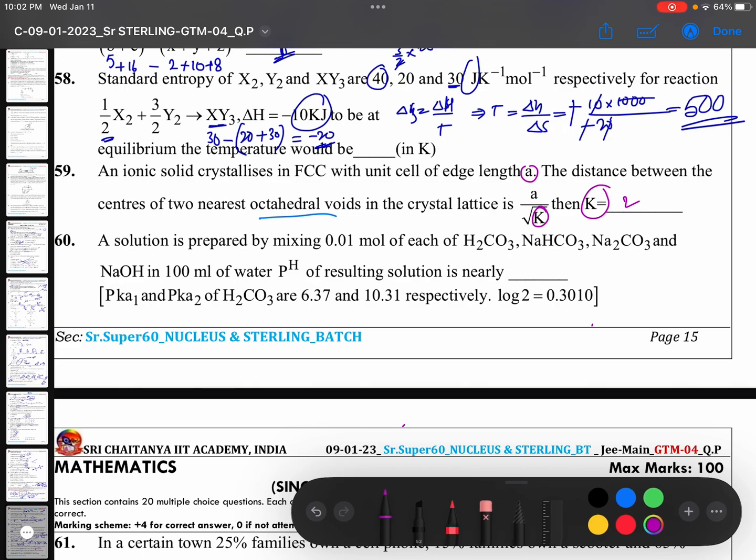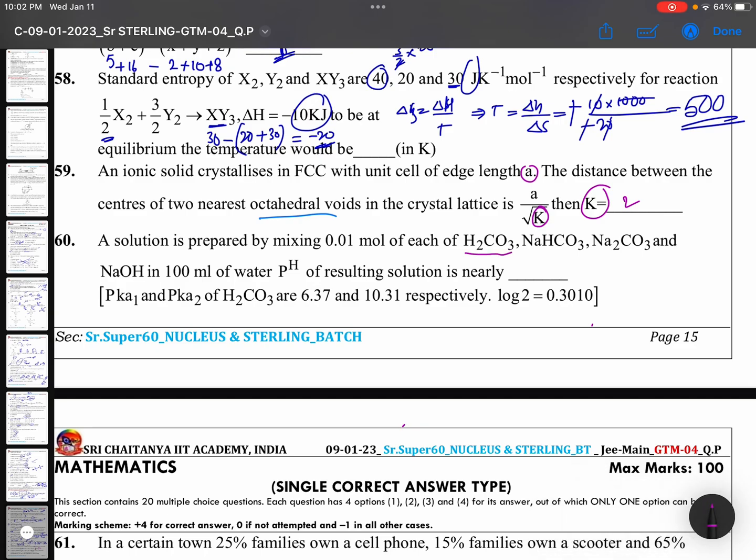See here, H2CO3 is acid, NaOH is base. These two will react. NaOH will react with H2CO3 to form NaHCO3 plus water. How many moles are given? 0.01 moles, which means 10 millimoles each. So 10 millimoles given, 10 millimoles given, so 10 millimoles formed. So these two are completed.